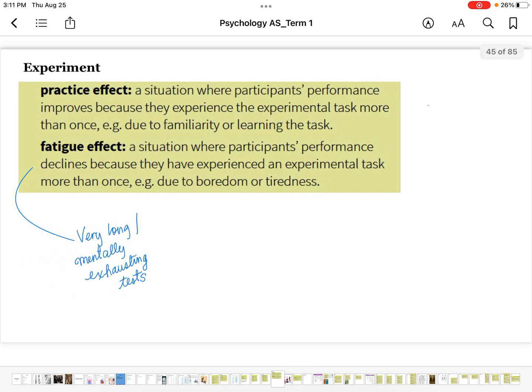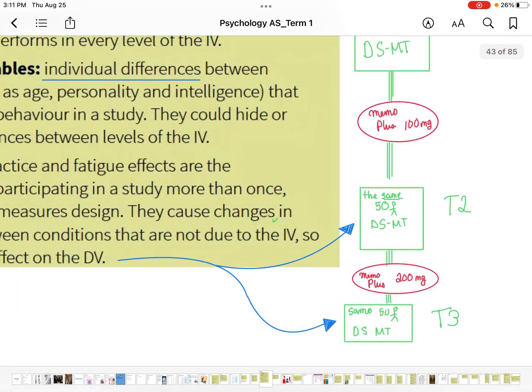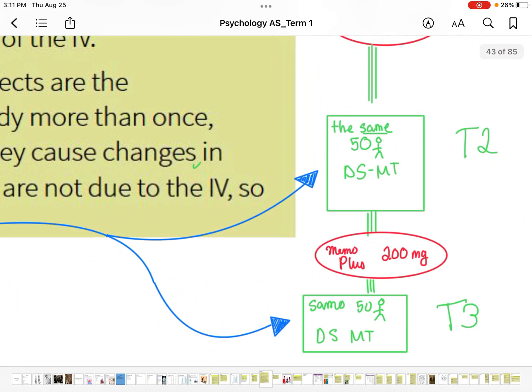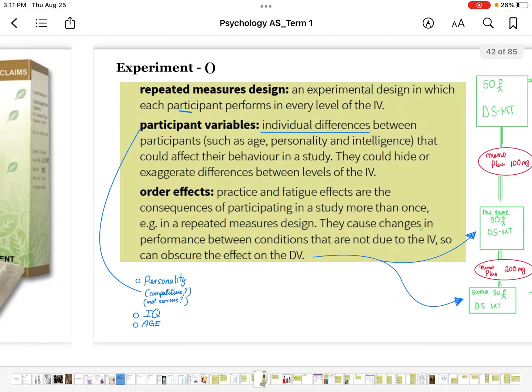All right? All right, next is the fatigue effect. For example, you gave a very long personality test or a very long memory task. Maybe they'll just get tired or annoyed, they won't take it seriously, and it will make their scores lower. If their scores are lower because they got annoyed or tired or did not take the test seriously, it's called the fatigue effect. It's no longer because the Memo Plus has a negative effect on their memory.